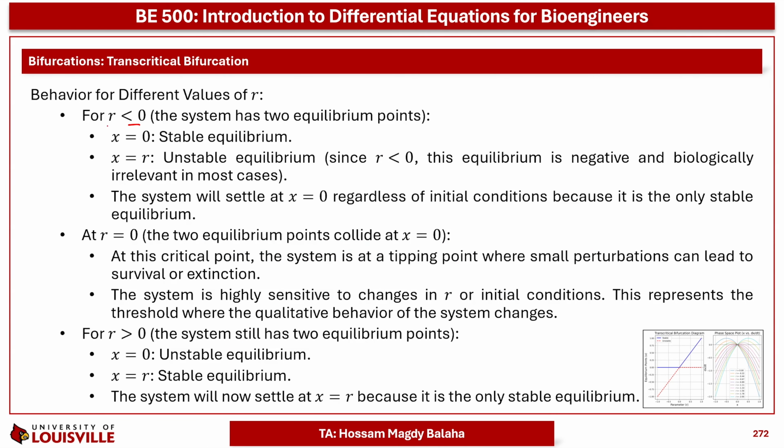For r below 0, the system has two equilibrium points, one at x equals 0 and one at x equals r. One is stable and one is unstable. At r equals 0, the two curves or the two equilibrium points collide. And at the bifurcation point, the two equilibrium points transit from stable to unstable and unstable to stable. So x equals 0 moves from being stable to unstable, and the other one moves from unstable to stable.